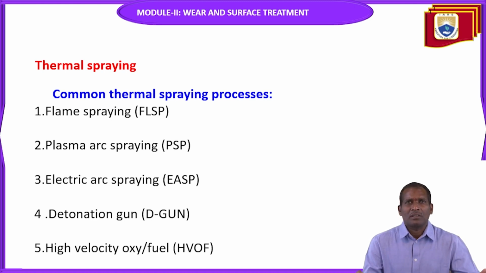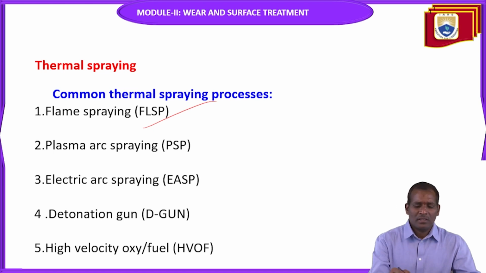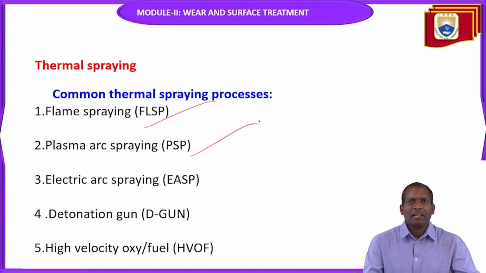The common thermal spraying processes are: one is flame spraying, known as FLSP, plasma arc spraying, and electric arc spraying, EASP, and the detonation gun, the D-gun process, and the high velocity oxy-fuel process, HVOF.